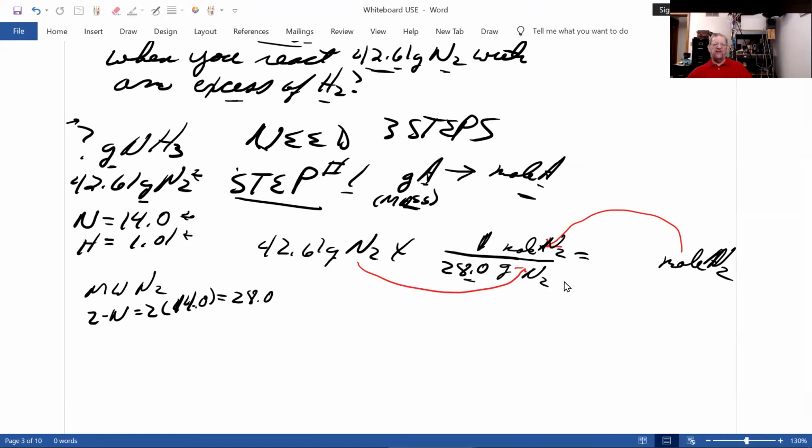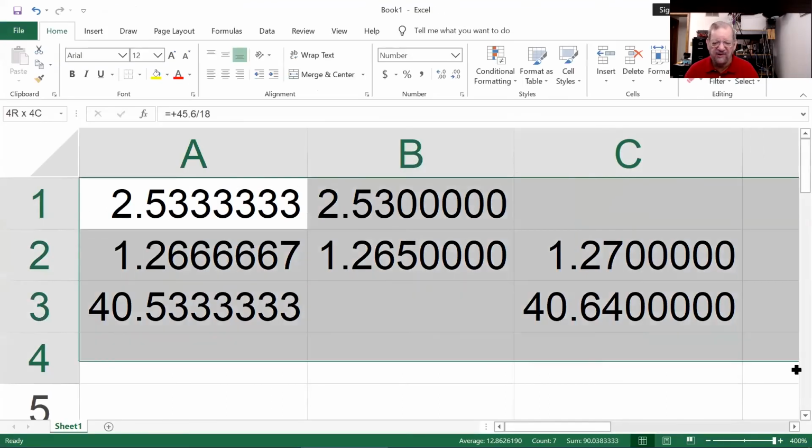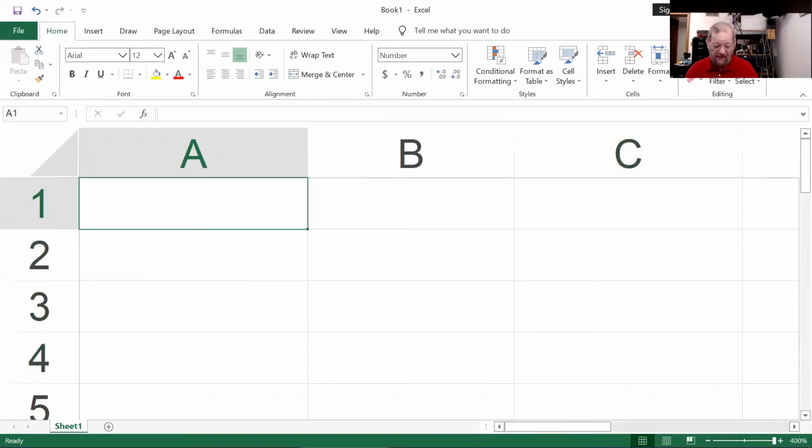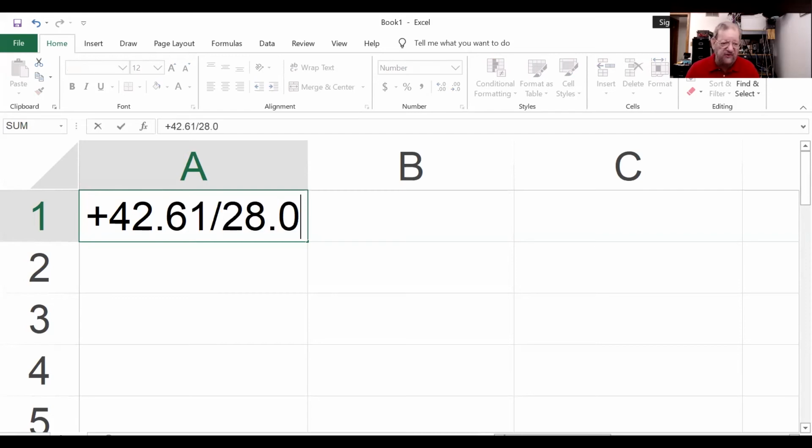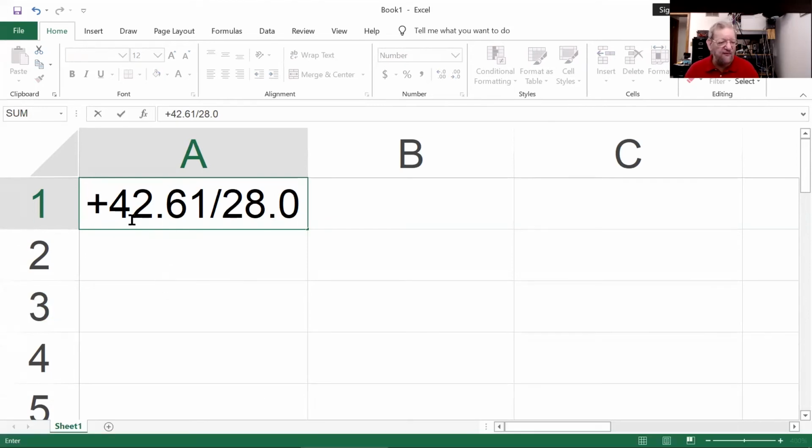And now before I pick this up, notice grams of nitrogen divided by grams of nitrogen cancel out, because anything divided by itself equals one, cancels out. And I'm left with moles of nitrogen. So now I'm going to go to my calculator. Let me clean all this out. And I'm going to take 42.61. Hold on. I always forget to put the plus there, which you've got to do in a spreadsheet. 42.61 divided by 28.0. Now, before I hit it, notice this is four significant, three.